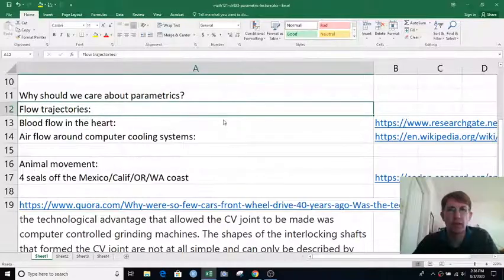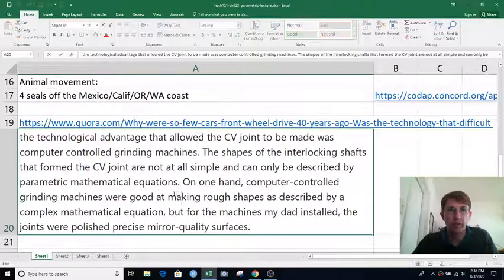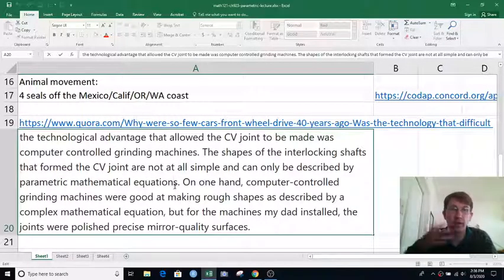Another thing, I was reading about front-wheel drive versus rear-wheel drive a while ago for cars, and someone said, why are front-wheel drives more common now than they were 40 years ago or whatever? And one of the answers was that the constant velocity joint you need to do front-wheel drive well depends on precise grinding that comes from parametrics, and the machines just weren't good at it 20 years or 40 years ago. So all kinds of interesting reasons to study parametrics.